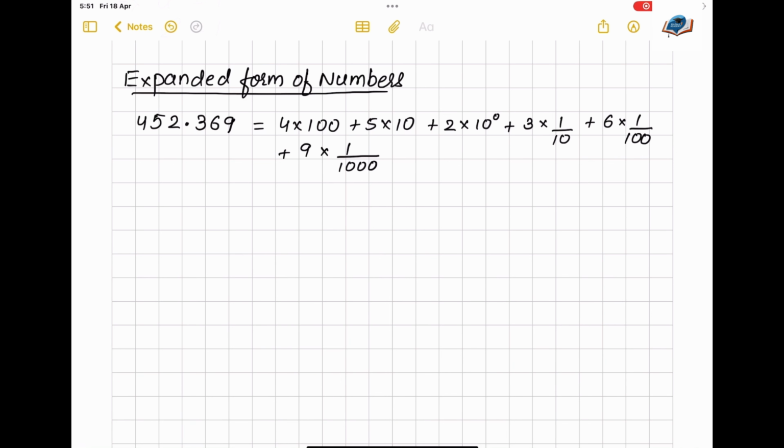Now first one says simplify and write in the exponential form.